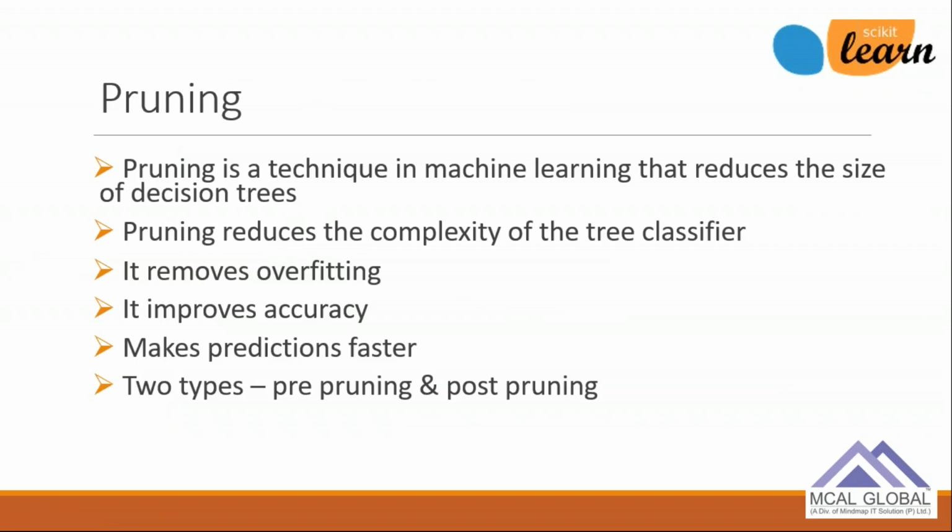So pruning is a technique in machine learning that reduces the size of decision trees. Now pruning reduces the complexity of the tree classifier. Pruning is basically cutting the tree from the nodes. Okay, but there can be two types of pruning. There can be pre-pruning and then there can be post-pruning.